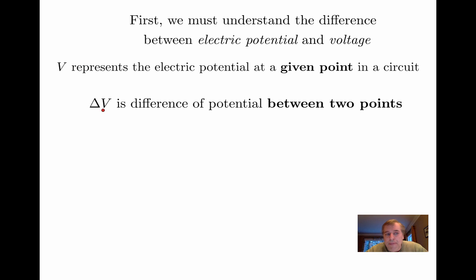Now, delta V, obviously from the notation, is a difference of potential between 2 points. Delta something is a difference. So delta V is a difference of potential between 2 points in a circuit. You take a circuit, you pick 2 points, and you can ask what's the delta V between those 2 points. Now, the key point is that delta V is what we call the voltage.